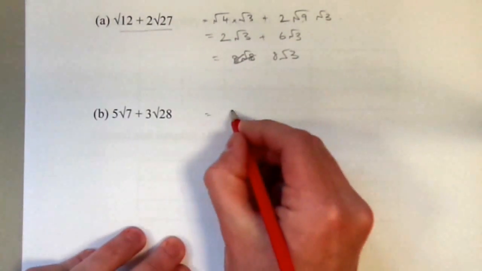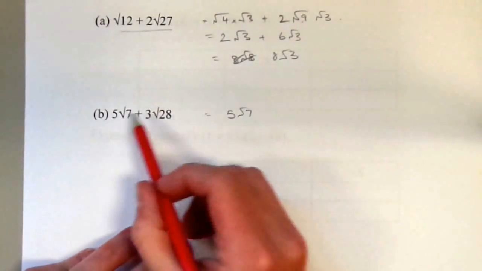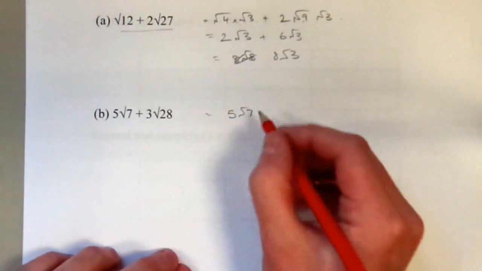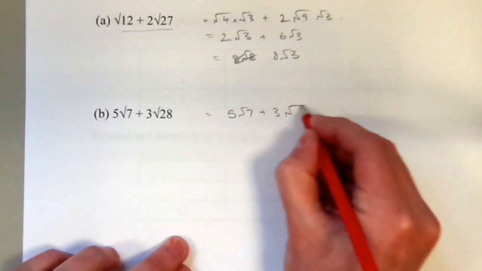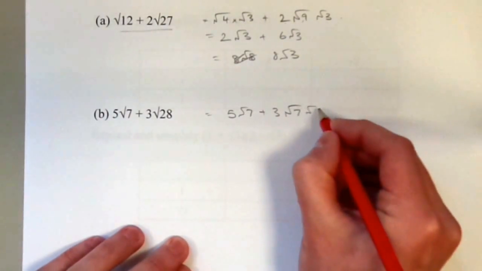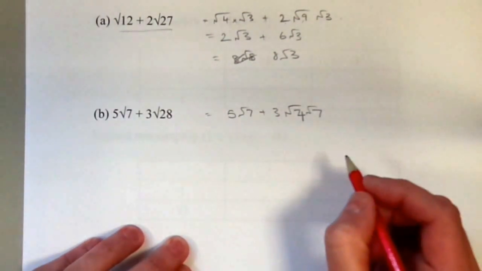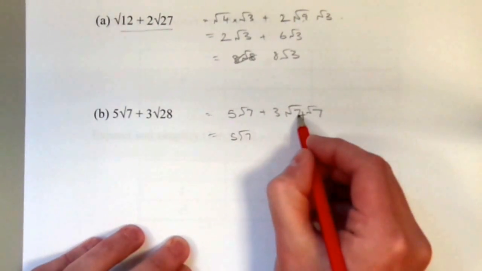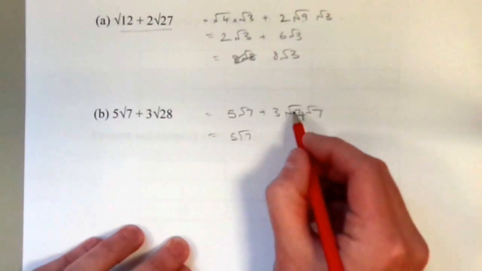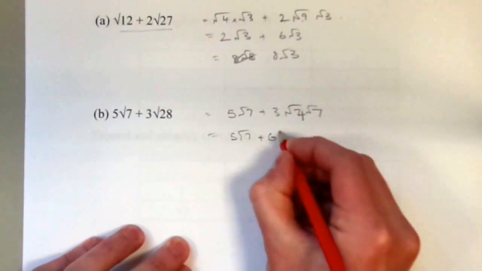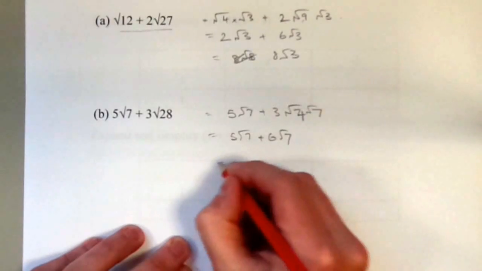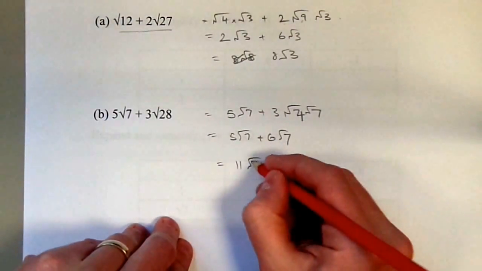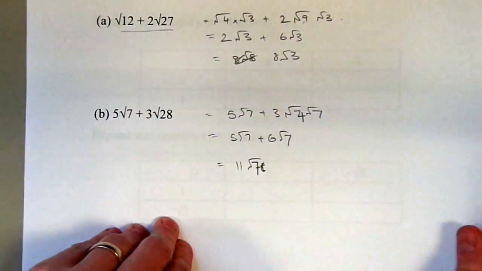Five root 7 won't simplify anymore. 7's a prime number. It's only got factors of 1 and 7, so we can't break that down anymore. 28 we can simplify. 28 is 7 times 4. Right, the 4 first and then the 7. This one doesn't change. Root 4 is 2, so this is 3 times 2 times root 7, which is 6 root 7, and that is the same as 11 root 7.